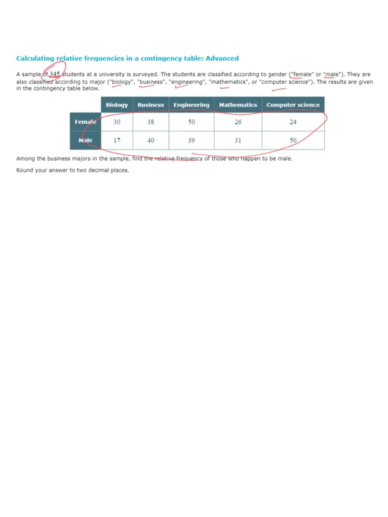It says among the business majors in the sample. So where are the business majors? Here are the business majors. How many business majors are there? There are 78 business majors. So among the business majors, find the relative frequency of those who happen to be male. What's the percentage of males in the business majors? There are 40 males out of the 78. I'm just going to do 40 divided by 78 and round it to 2 decimal places, and that'll give me my answer.